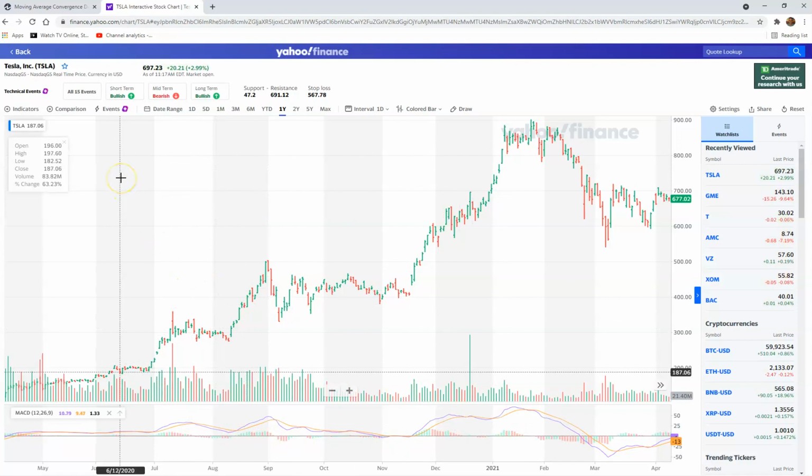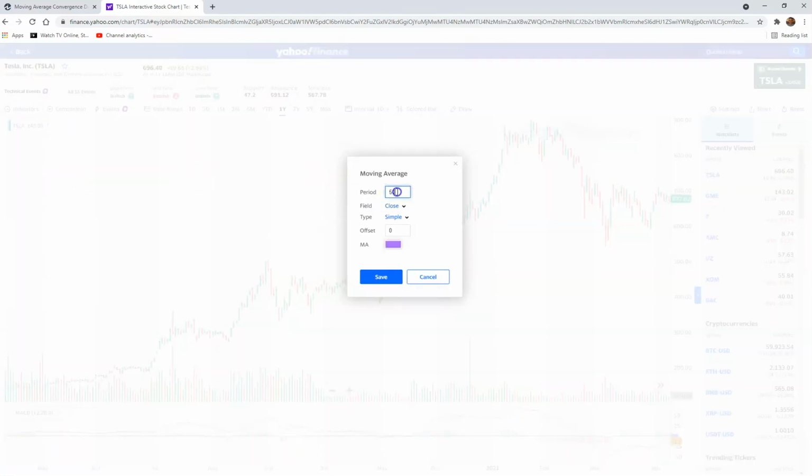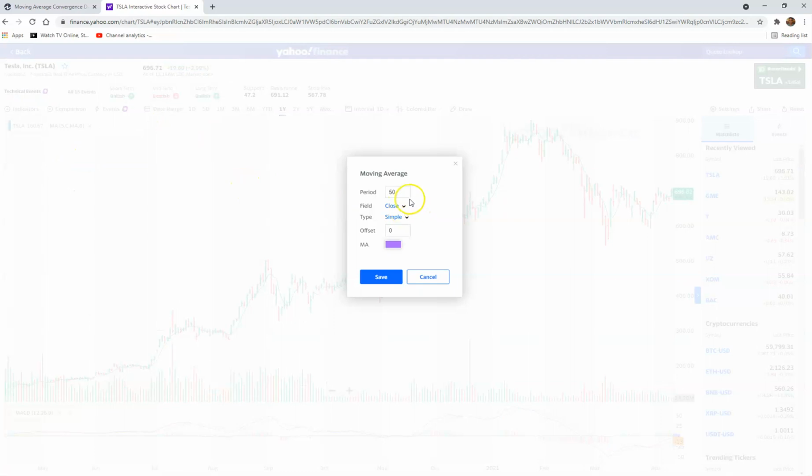Now, another thing that you should always have when it comes to trading, because these are very well correlated, is the 5-period moving average, which I like to put in green, and the 13-period average. So the 5 and the 13, which I like to put in red.